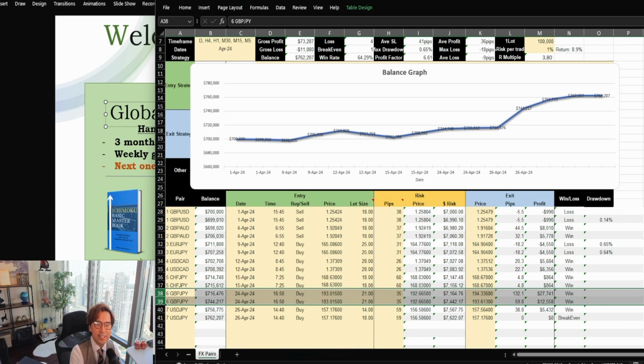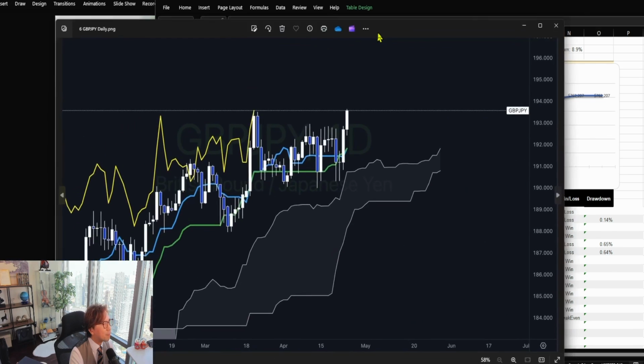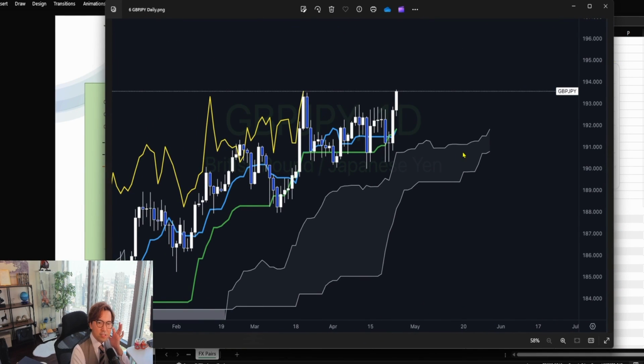Whenever I take entries and exits, and also whenever I move my stop losses, I take screenshots. And here are the screenshots. Let me see. Hold on. Okay, yeah, here is the GBP/JPY, and this is the screenshot when I was about to enter the trade.